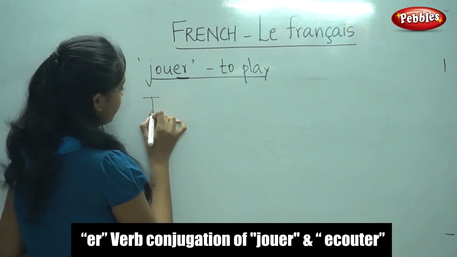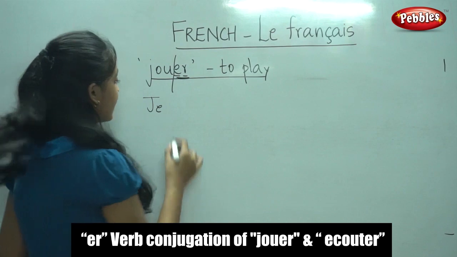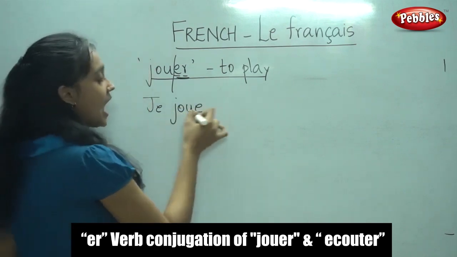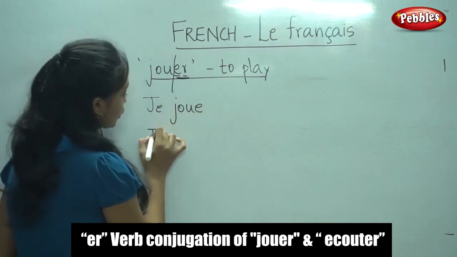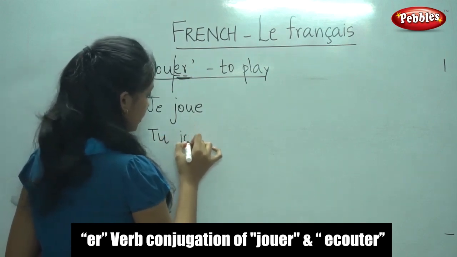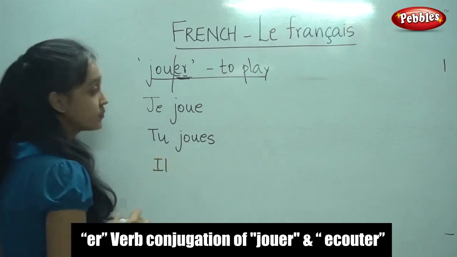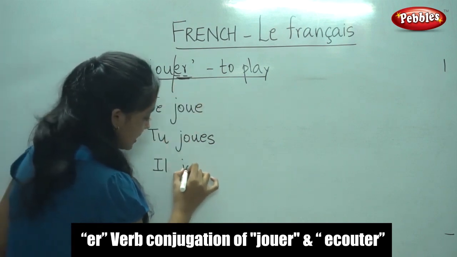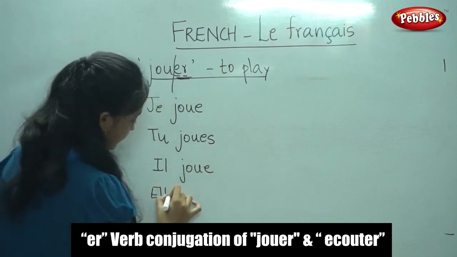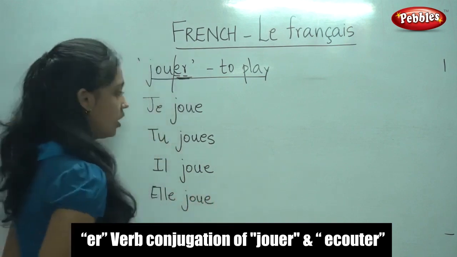So, shall we write it? For je, we would remove E and R and replace it with E, which means I play. For tu, we would remove letters E and R and replace it with ES. For il, we would remove ER and replace it with E. For elle, it is also E, J-O-U-E.